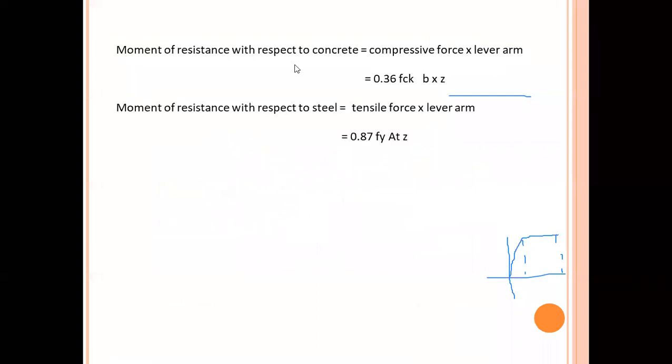So now the moment of resistance with respect to concrete is compressive force into lever arm, given by this, and the moment of resistance with respect to steel is tensile force into lever arm, given by this. Again the same thing, Cu into lever arm and Tu into lever arm.